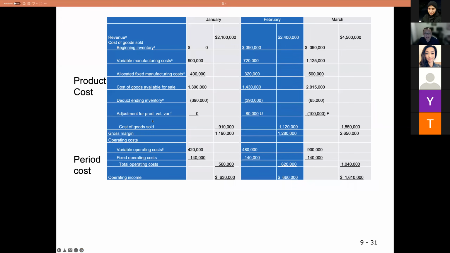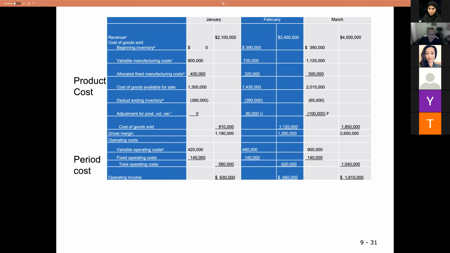How about the production volume variance? Your budget is 1,000 units. What's the actual production for January? 1,000. So it's exactly the budget. There is no production volume variance because the normal capacity is 1,000. That's the number you use for the denominator, and the actual production is also 1,000, so there is no production volume variance.